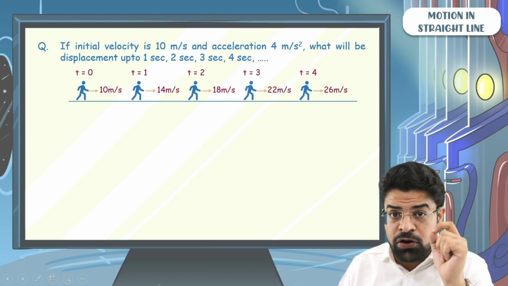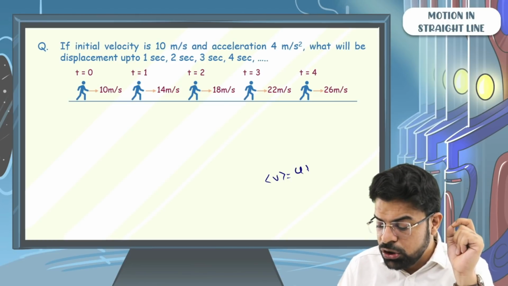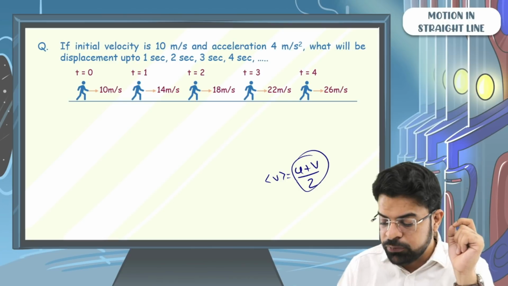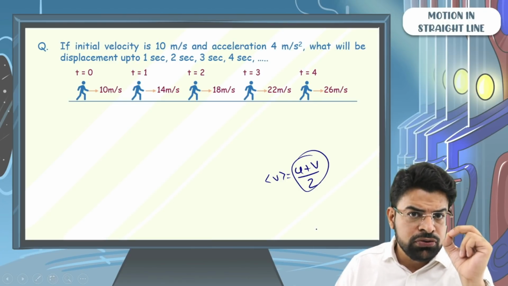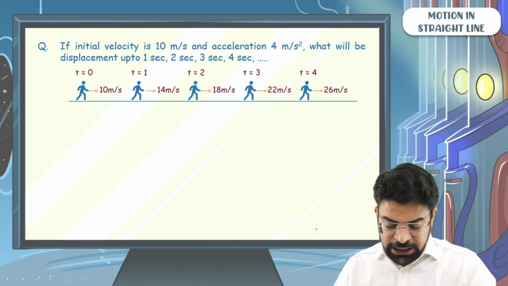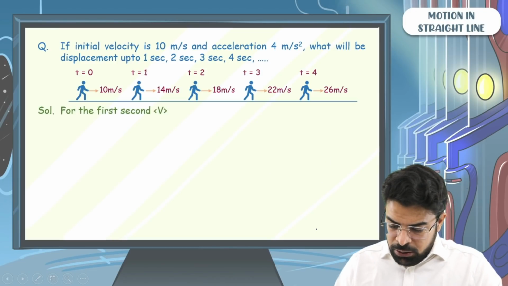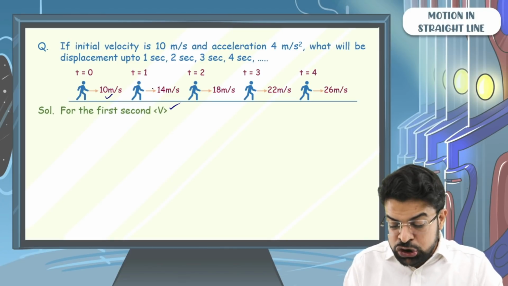and only for uniformly accelerated motion, you can say that the average velocity equals initial plus final by 2. Once more, for uniformly accelerated motion only, you can use average velocity equals initial plus final by 2. So starting here, for the first second, what will be the average velocity of the person?